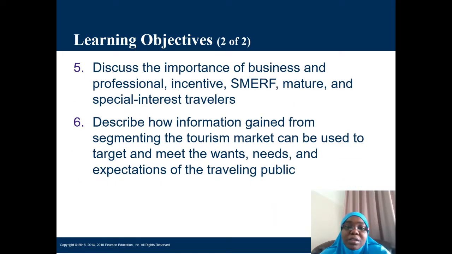From there, we'll discuss the importance of business and professional incentives, mature and special interest travelers. And lastly, we'll describe how information gained from segmenting the tourism market can be used to target and meet the needs and wants of the traveling public.